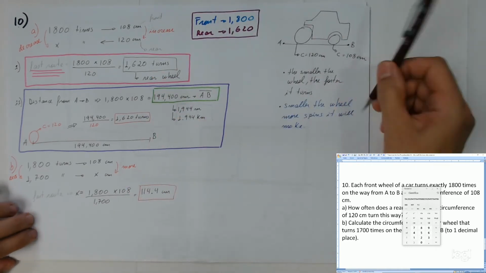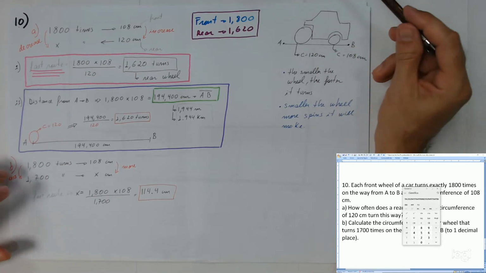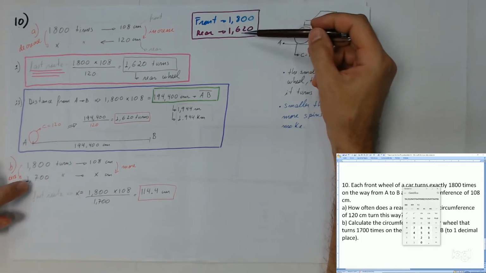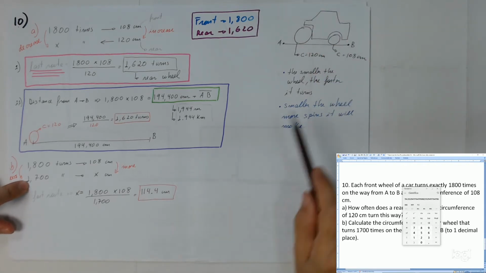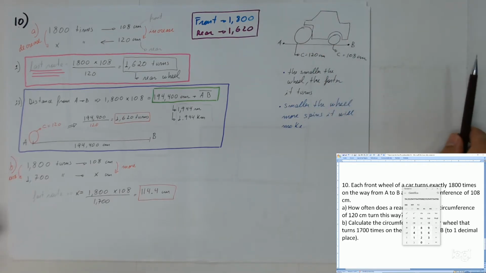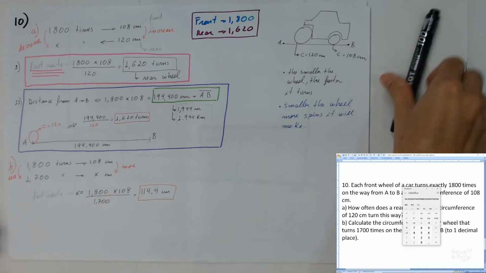Does it make sense? Yes, it does. Because look, this amount of turns is in between. And this one is also in between. It makes perfect sense. And this would be the fast route.